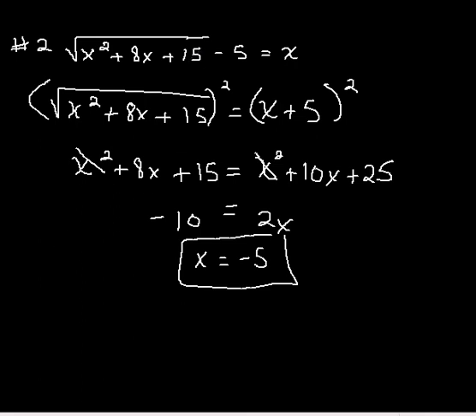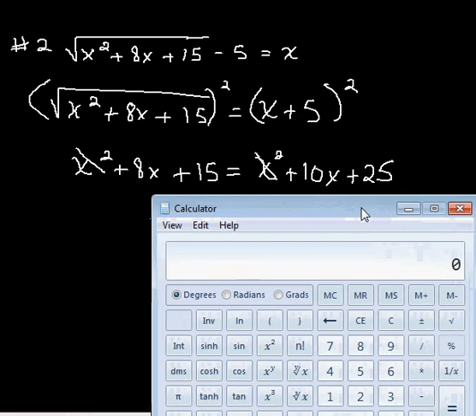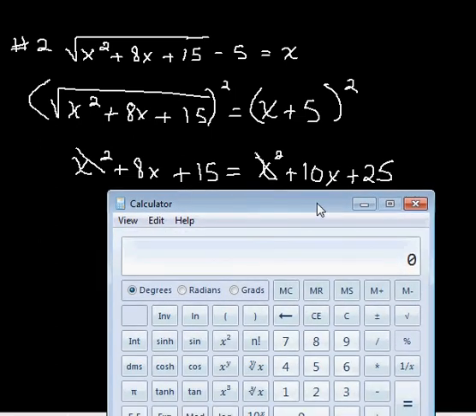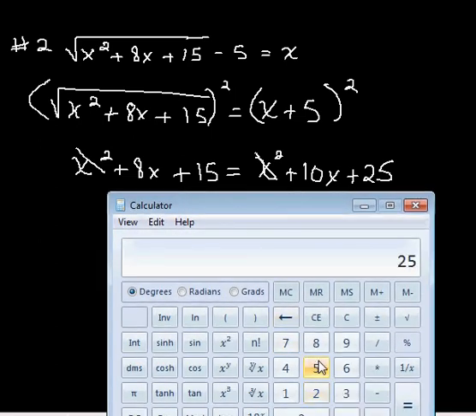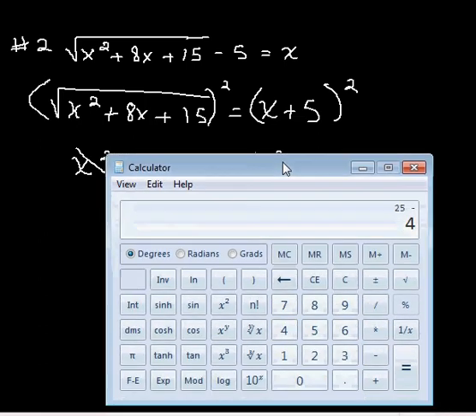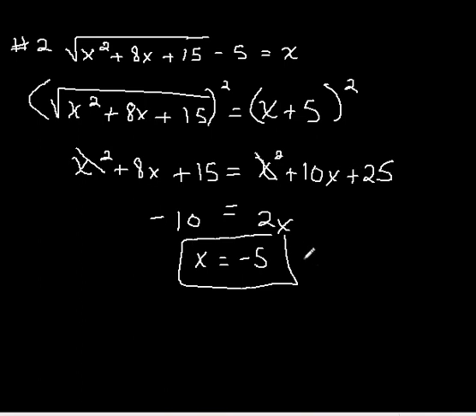Let me pull up my calculator here to do these calculations. Alright. So we have, our answer is minus 5. So it's going to be 25 minus 40 plus 15. And that gives us 0. Negative 5 equals negative 5, and that is correct, so our answer is check.